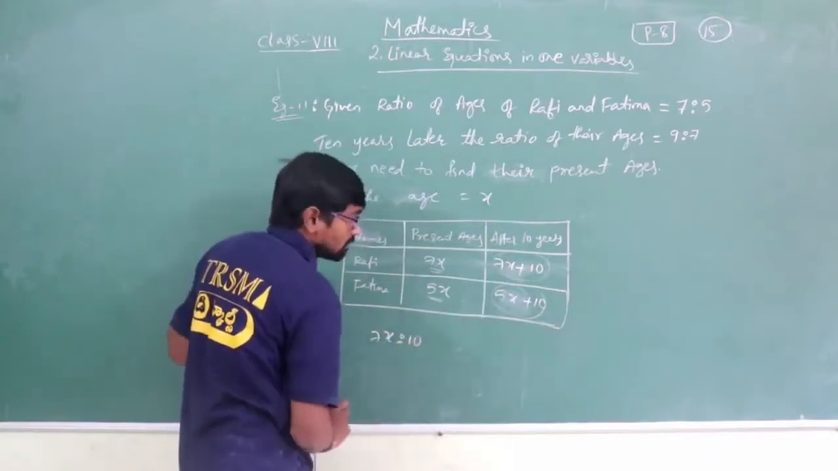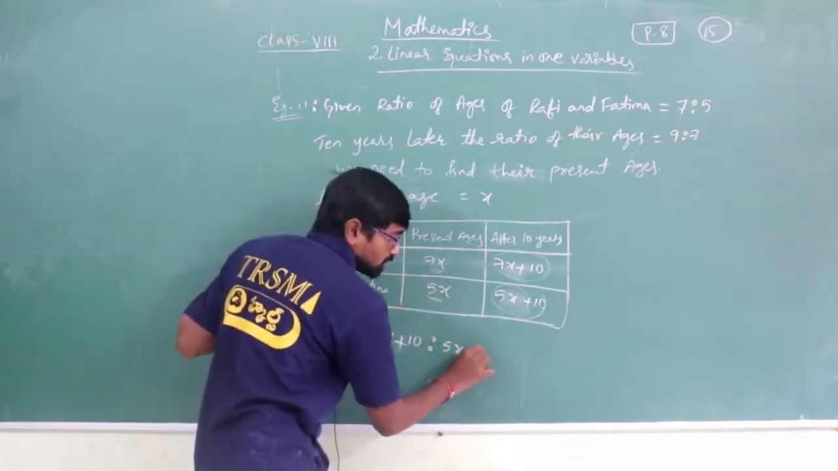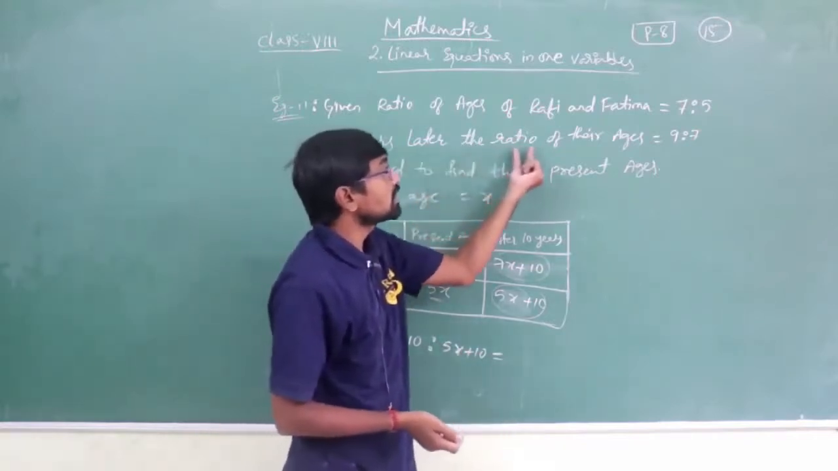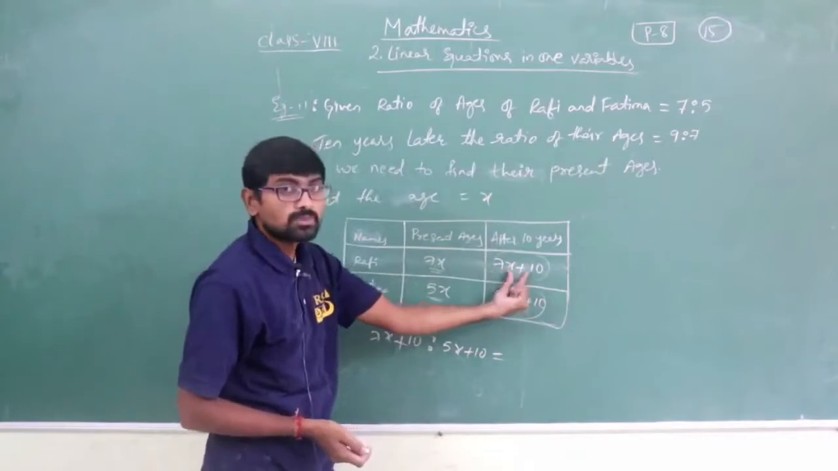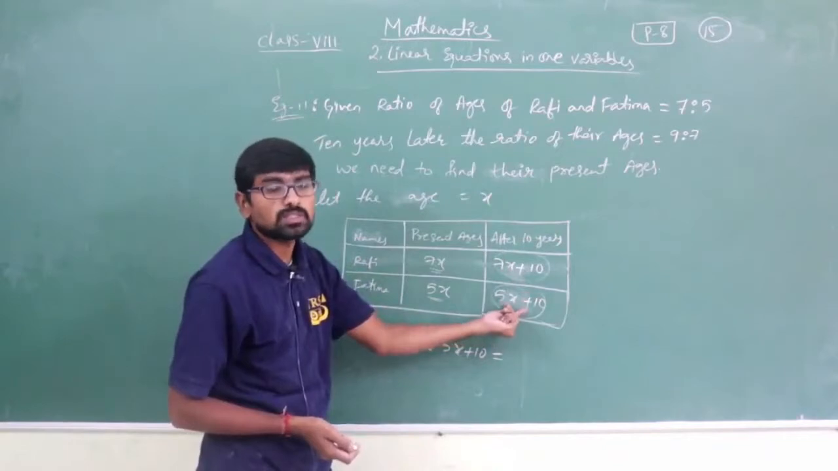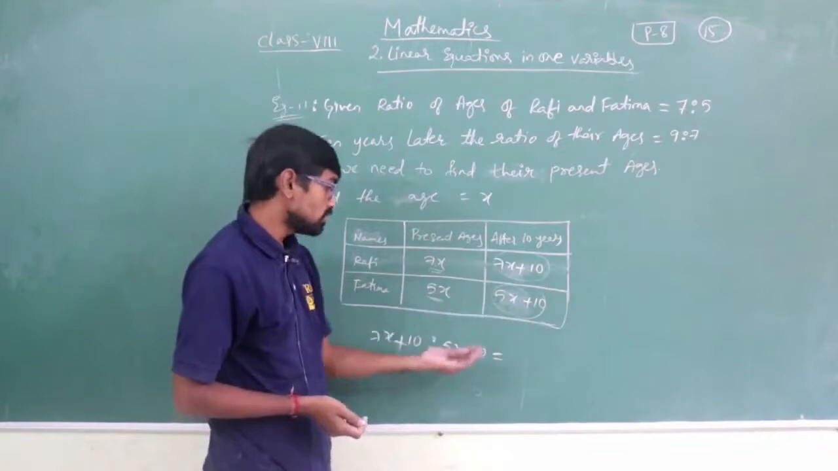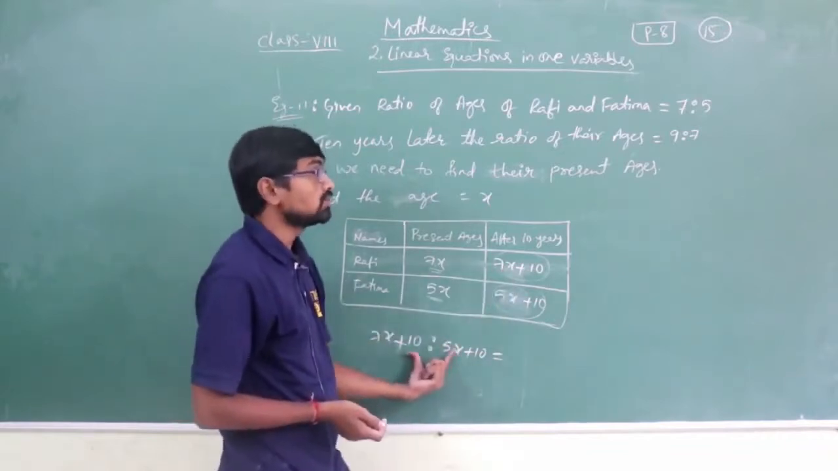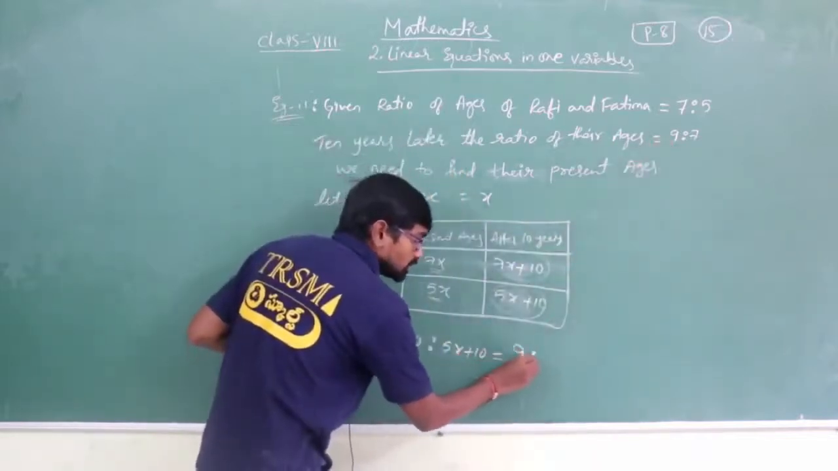7x plus 10 is to 5x plus 10 equals 9 is to 7. Why am I taking this? Because 10 years later the ratio of their ages, what is the age after 10 years? Rafi's age is 7x plus 10 and Fatima's age is 5x plus 10, isn't it? Then what will be the ratio? Ratio means I have to convert these ages into the form of a ratio. So when I convert these into a ratio, I will be getting the value 9:7, isn't it?